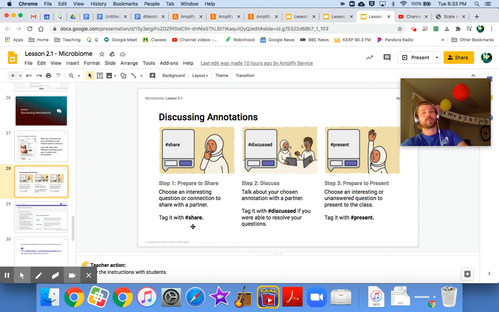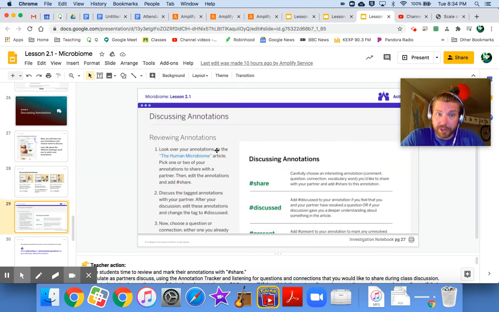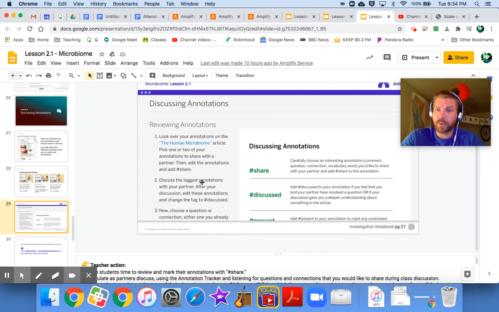And here's what we're going to say with each of these annotations. You're either going to write hashtag share, if it's something that you want to share and talk about with a partner. Once you have talked about it, you can write hashtag discussed, saying that yep, we talked about it. And then if you decide this is something worth sharing with the whole class, you can write hashtag present next to it. So go through your annotations and decide which ones you want to share. Obviously, we don't necessarily have a partner to share with right now, but if you can connect with somebody in our class, that would be awesome.